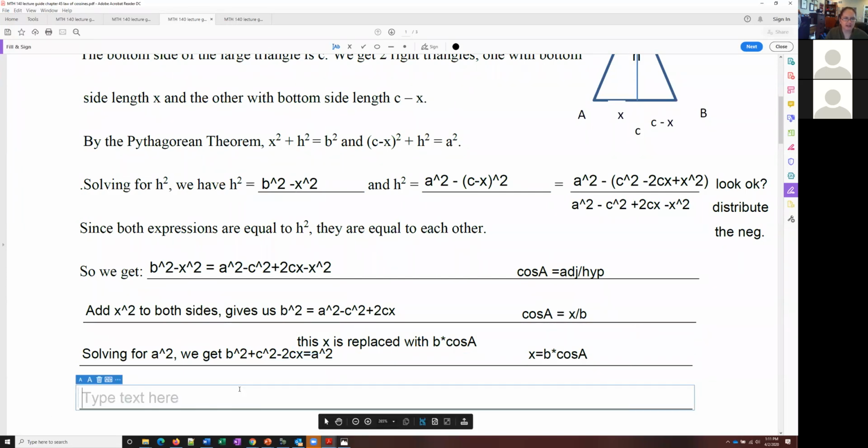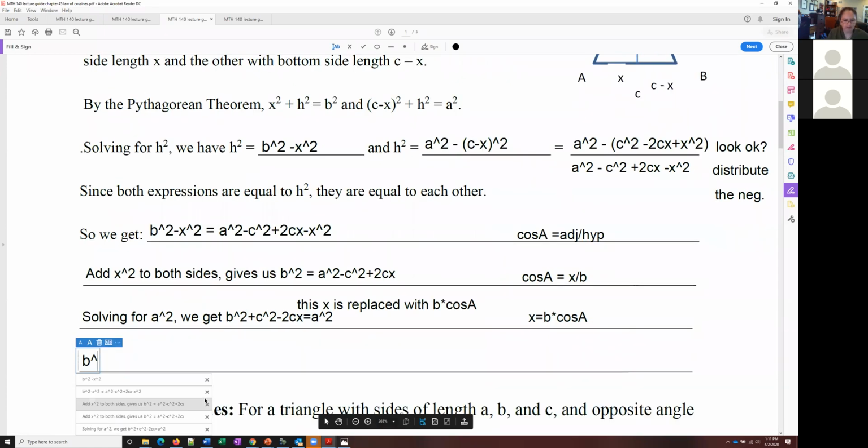That's going to give us b squared plus c squared minus 2c times b cosine A equals a squared.